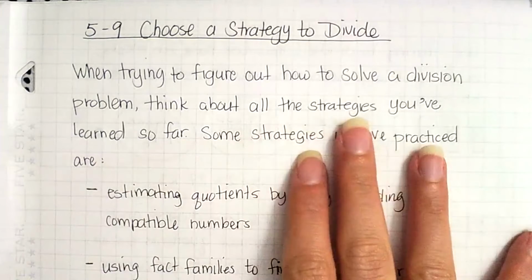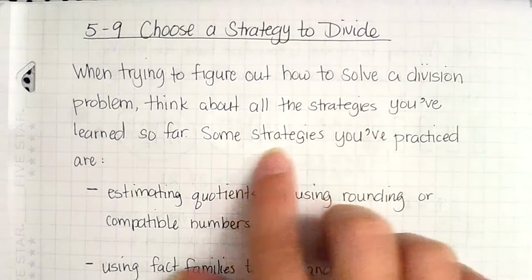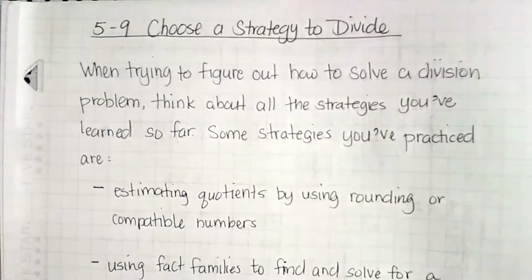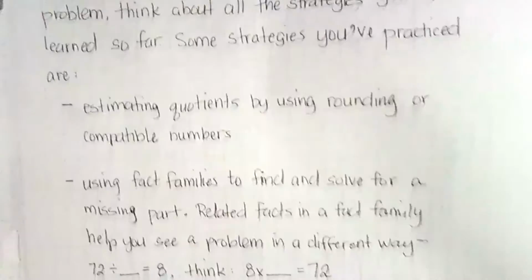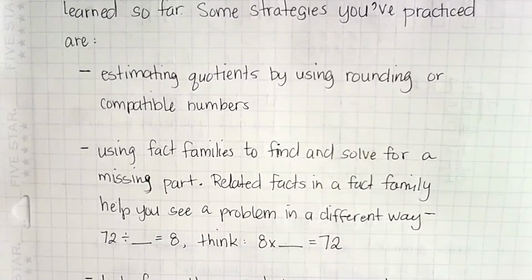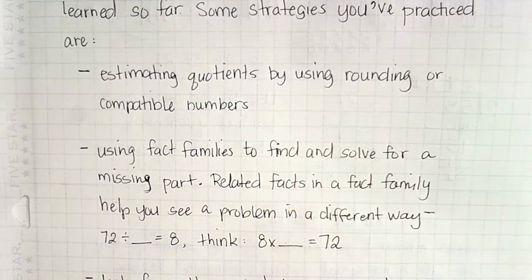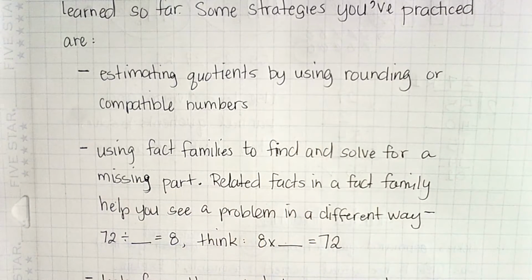So in trying to figure out how to solve a division problem, think about all of the strategies that you've learned so far. Some strategies that you've practiced are estimating quotients. We can do that by using rounding or by using compatible numbers. You can use fact families to find the missing parts. Those related facts in a fact family can help you look at a problem in a different way.